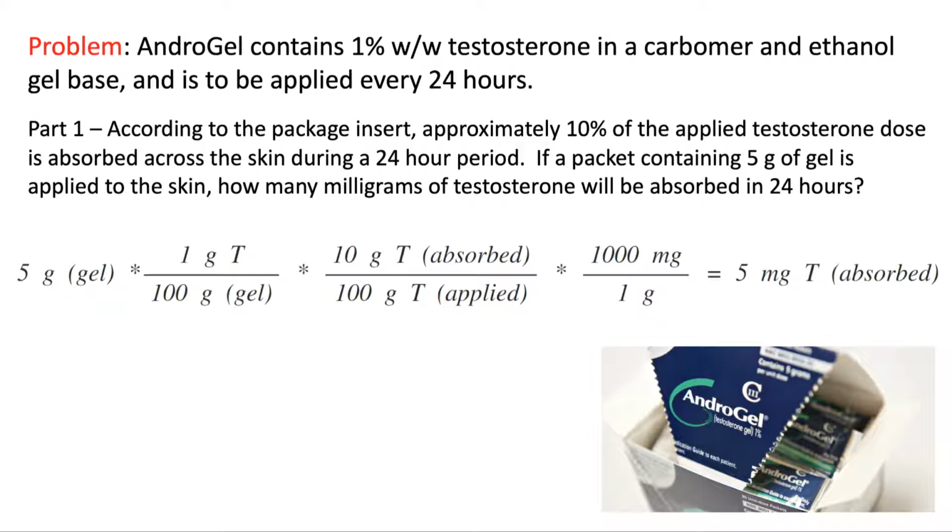So let's take our 5 grams and multiply it by the concentration we were given as 1% weight per weight. And we know by now that 1% weight per weight means 1 gram of testosterone for every 100 grams of the gel, because it's a weight per weight. So if we multiply it in that way, where we have 1 gram of testosterone on top over 100 grams of gel, my units of grams of gel cancel, and I'm now in the units of grams of testosterone.